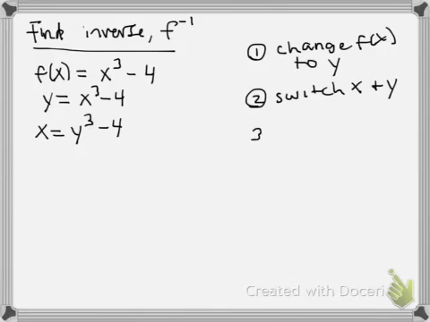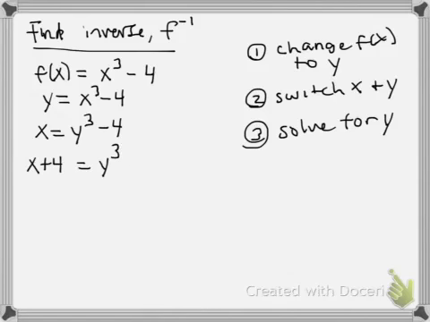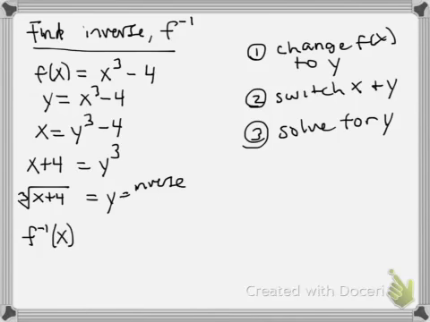Now step 3 is going to be solve for y. So we need to add 4, so we'll have x plus 4 equals y cubed. In order to get y by itself, we're going to have to take the cube root, so y is equal to the cube root of x plus 4. Last thing we want to do is put it back into inverse notation. We know this is equal to the inverse, so we're going to say f inverse of x, because we started with f of x, so the inverse of f of x is the cube root of x plus 4.